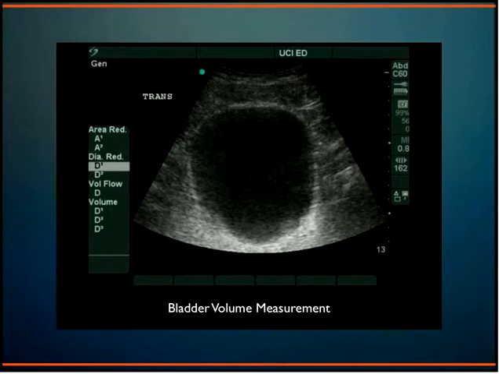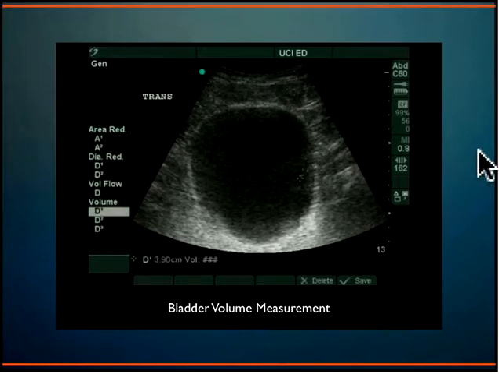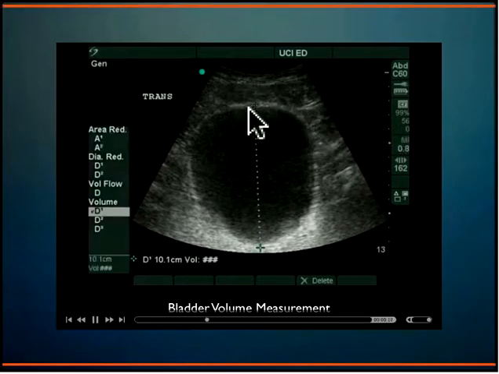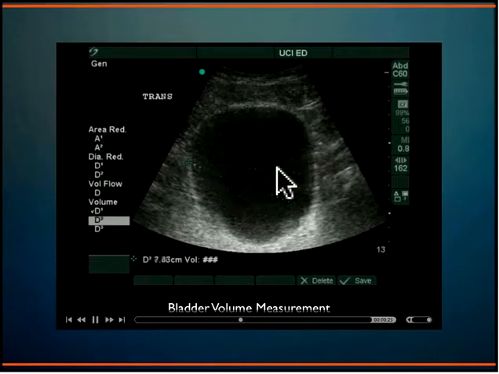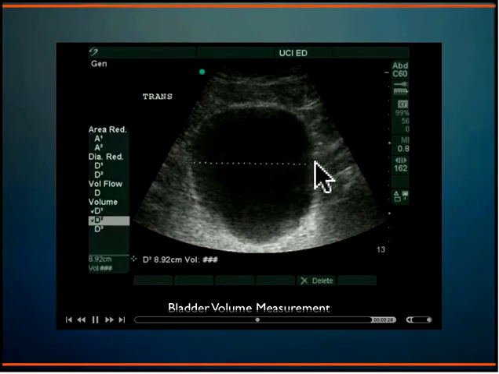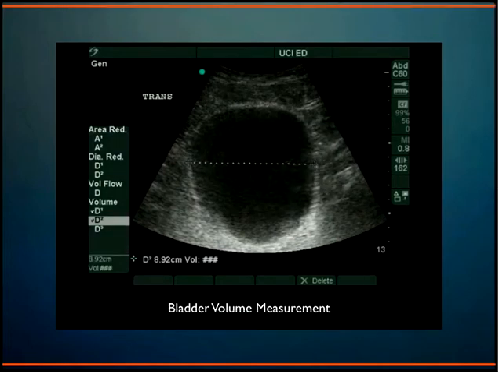This is an example of how it's done using one particular type of ultrasound machine. We first take the value D1, and we're going to make this be the height of the bladder. This is in the transverse plane, and we measure from the anterior wall down to the posterior wall. Then we take the width of the bladder. In this case, we're measuring from the right wall of the bladder across to the left wall of the bladder, and we save the value.